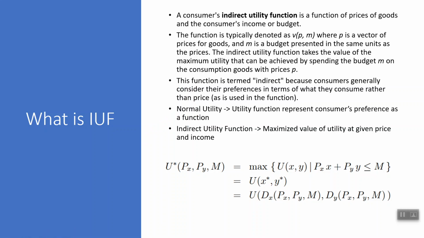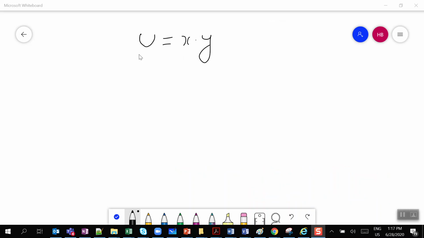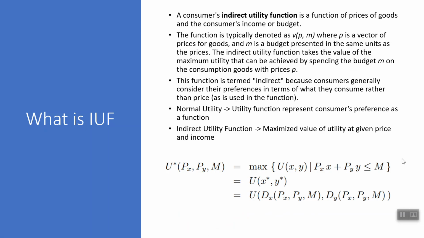We all know the direct utility function. We know the direct utility function is something which is written in terms of quantity. One such function is the Cobb-Douglas function, which you can write as utility equal to x into y, where x is the quantity of good one and y is the quantity of good two. So that was your direct utility function, where you were writing utility in terms of quantity.